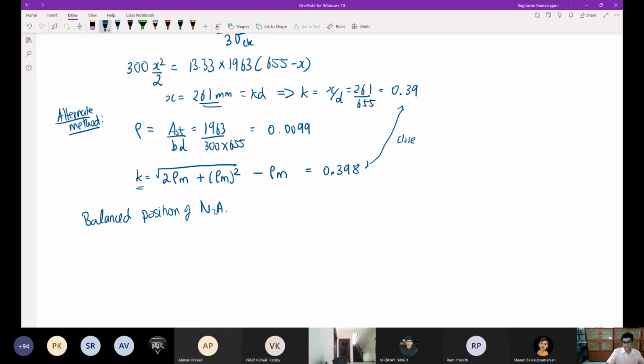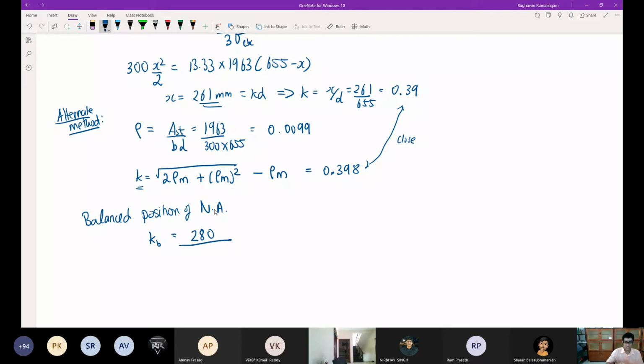In that, this balanced case is something which limits whether you're going into tension or compression failure. So it's always useful to know what corresponds to the balanced failure. In order to have a balanced failure, where should the neutral axis lie? That is another thing that you are interested in knowing. This is also given by a very simple formula.